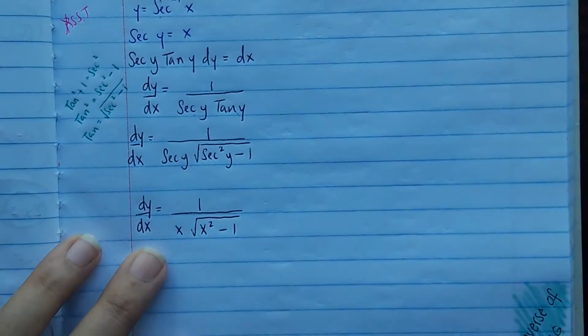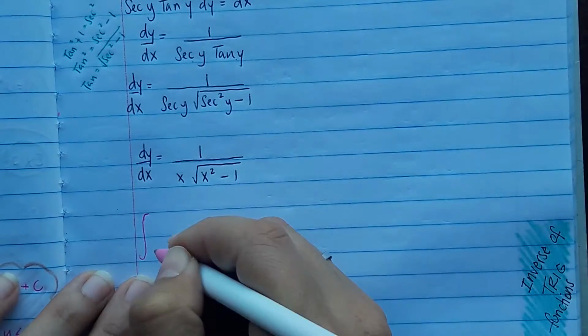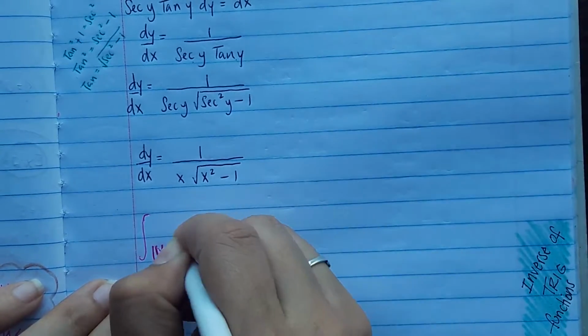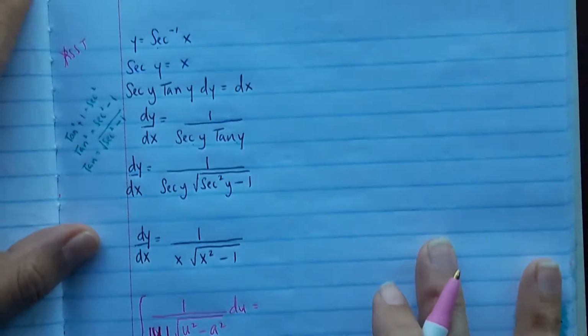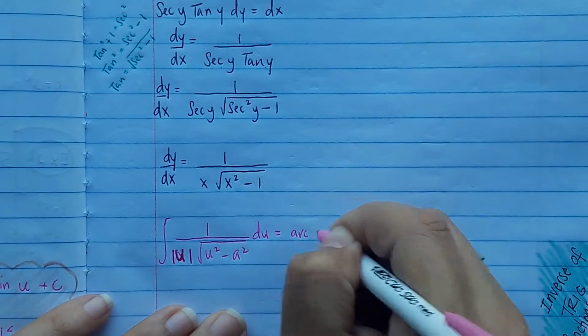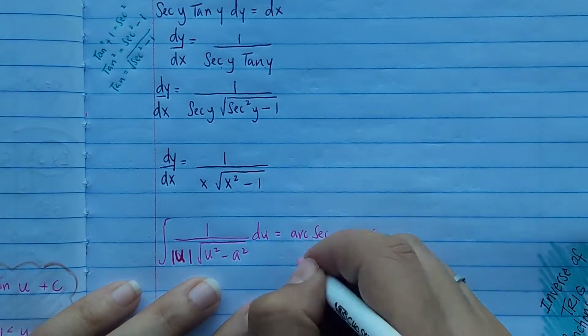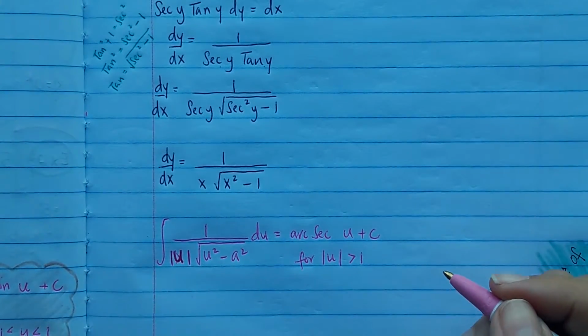Alright, so the general rule for this one is the integral of 1 over u, and we're going to use the absolute value of u, times the square root of u squared minus 1, with respect to du, is equal to arc secant u plus c. And we do have a restriction here. The domain is for the absolute value of u greater than 1.